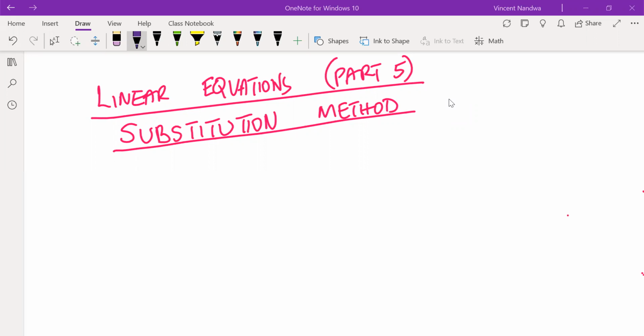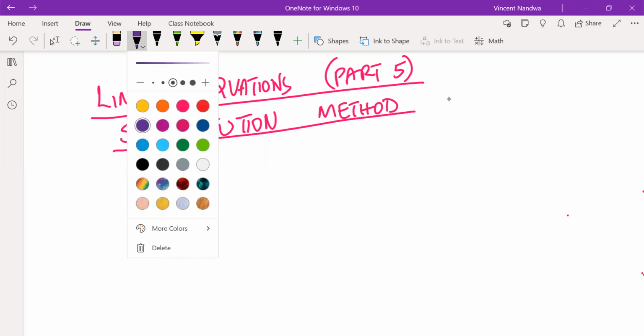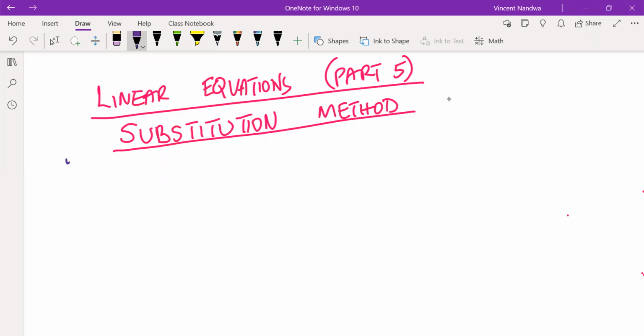Welcome. In this session, we are going to illustrate how to solve simultaneous equations by method of substitution. So we'll illustrate using examples. So steps.